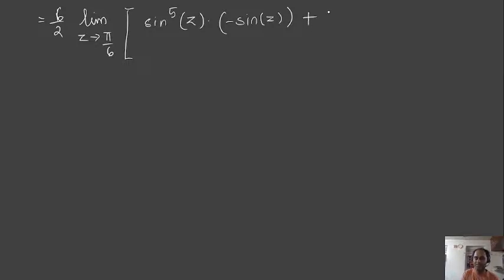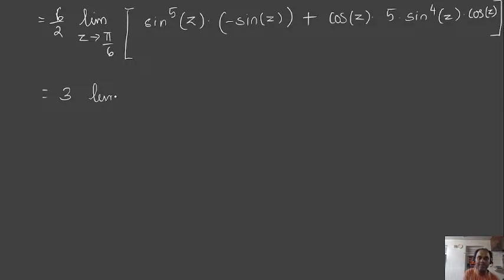then plus cos z into 5 times sine raised to 4z into cos z again. Okay, this is the chain rule that you will have to apply and do it carefully.